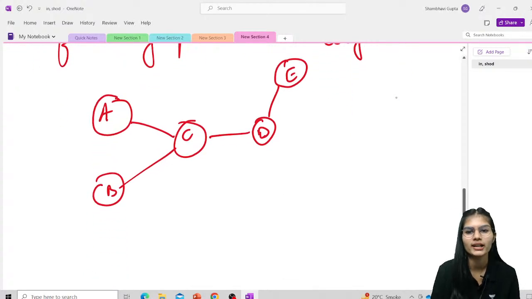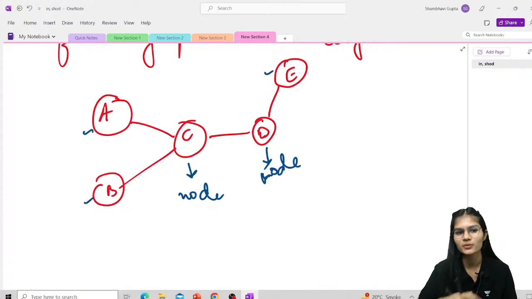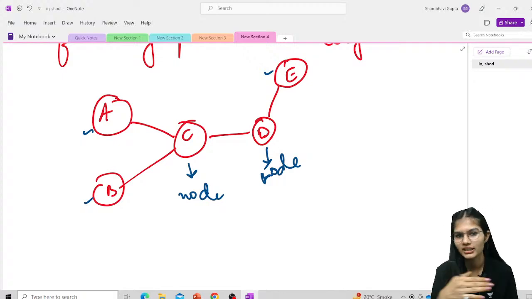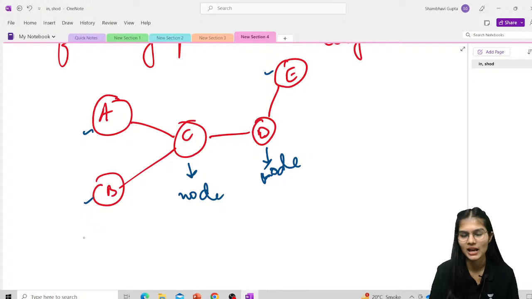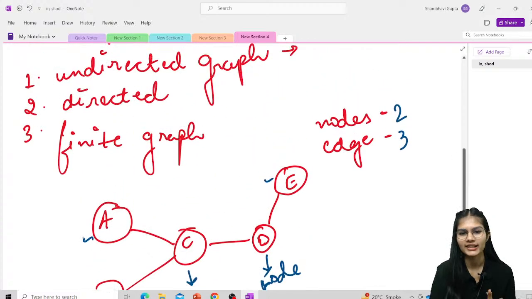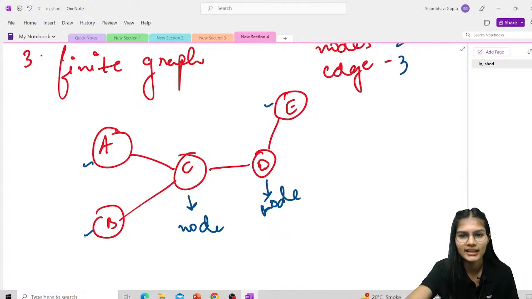So you know what the nodes are? These are the nodes which have their sub branches. This and this are my nodes because they have sub branches, and this E, A and B are my edges because they don't have any other branch. Nodes 2, edges 3. Absolutely right, everyone. Now, this is a finite graph because I can count the total number of nodes and the total number of edges in my graph. I can count this very easily.